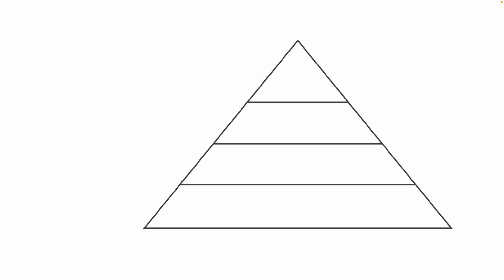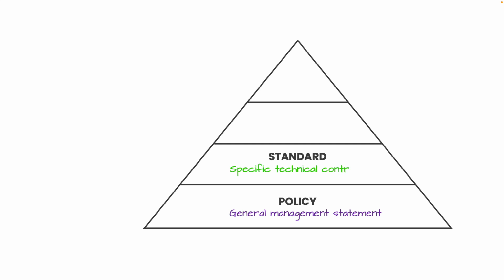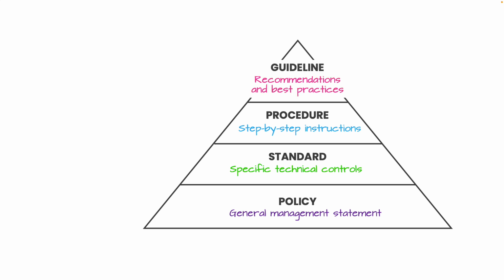I want to show you how these four components relate to one another in terms of their purpose and their specificity. We have a policy, which is general management statements that come from the top down. The standard is a specific technical control or set of technical controls. The procedure would be step-by-step instructions. Then the guideline is a set of recommendations and best practices.